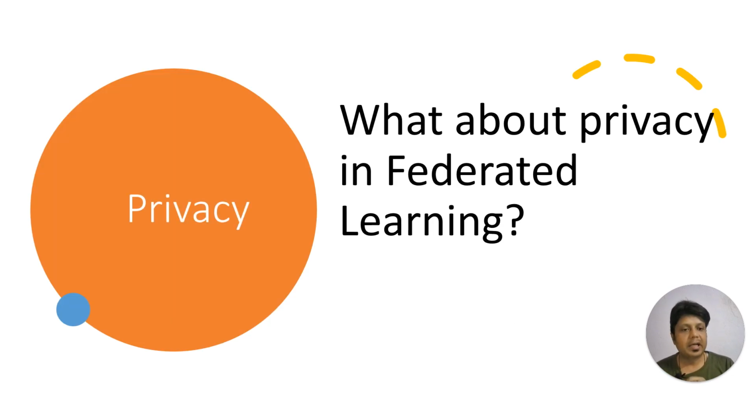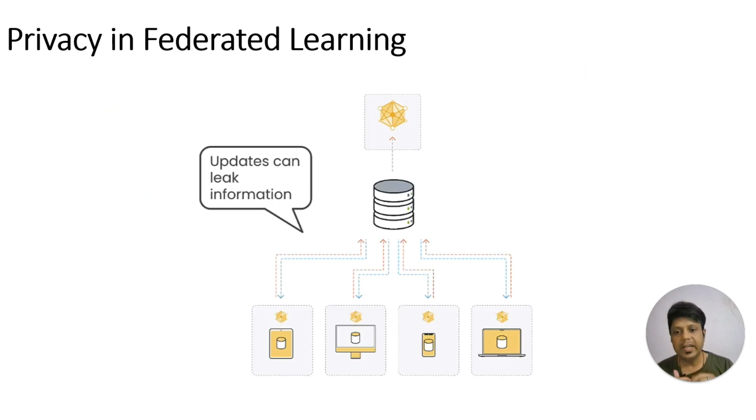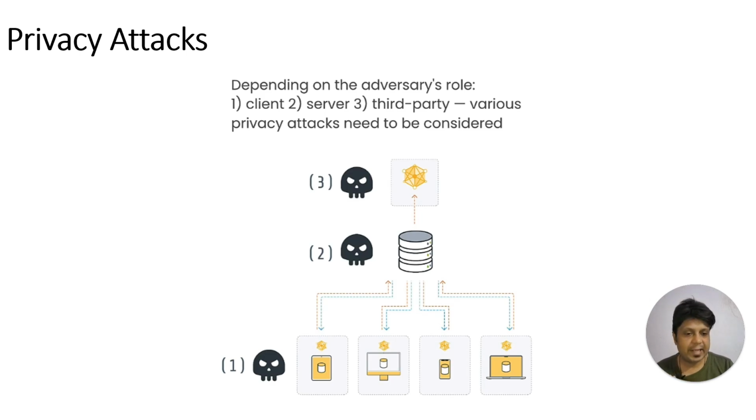Now the main part, what about privacy? How should we ensure privacy? We are talking about private data. Right? When we send the local models, local weights to the central model, updates can leak information. And there are 3 kinds of attacks that can happen. One attack can be at the client level, another could be at the global level, and third could be at the third party system. So at the client level, server, or third party, various attacks can happen.